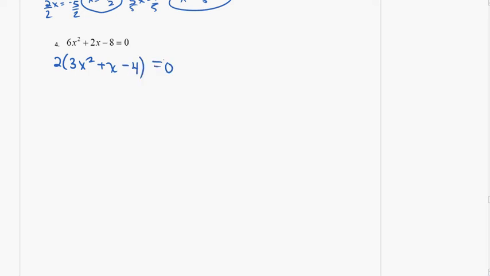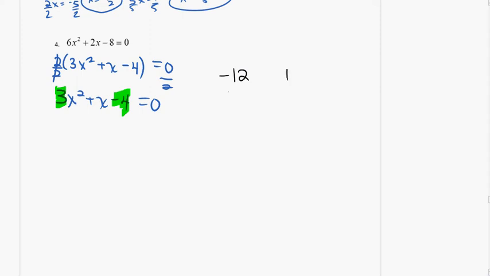Now I'll just divide everything by 2. So my problem is now 3x squared plus x minus 4 equals 0. So my factoring problem becomes much easier. Again, two numbers that multiply to the product of a and c, which is negative 12, that add to b, which is 1.